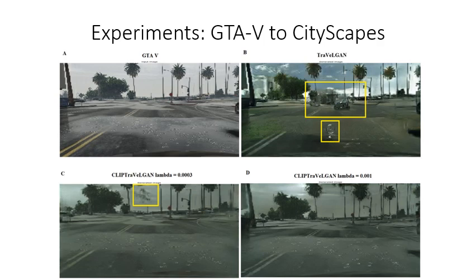CLIPTraVeLGAN translates images with dark sky. And there is an artifact in the sky. We increased the weight of TraVeL loss lambda, and now the translation is almost correct and semantically robust.